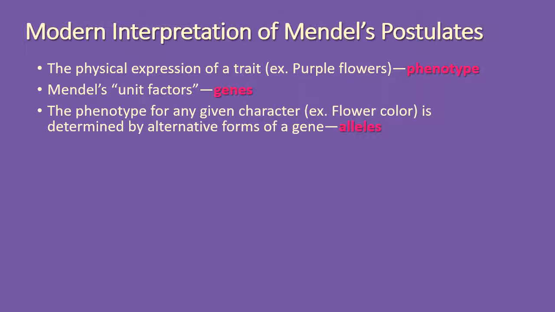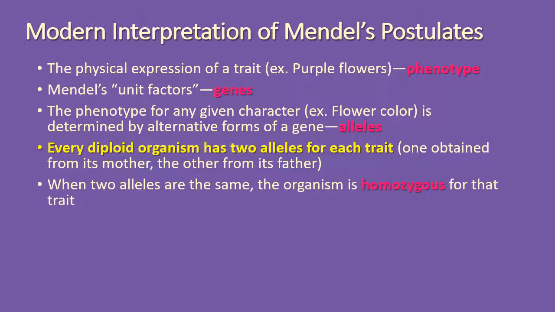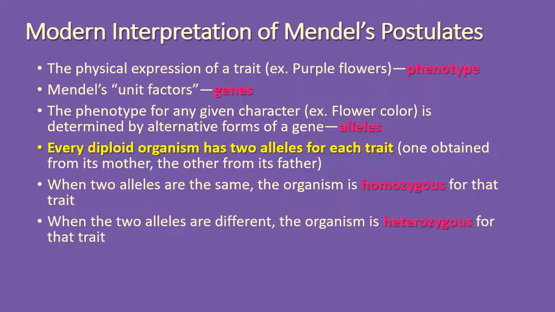The phenotype for any given character, so flower color, height, seed shape, these are all determined by alternative forms of a gene, which we call alleles. And we know that each plant will have 2 forms, 2 alleles. So every diploid organism will have 2 alleles for each trait, one that it obtains from its mother and one that it obtains from its father. So if a plant inherits 2 of the same alleles, then that plant is considered homozygous for that trait. If it gets 2 different alleles, then it's considered heterozygous for that trait.